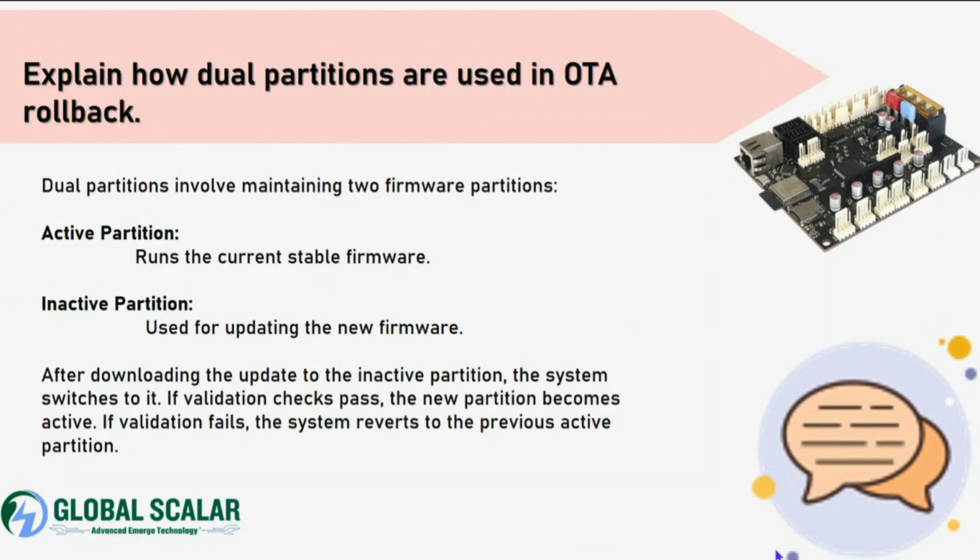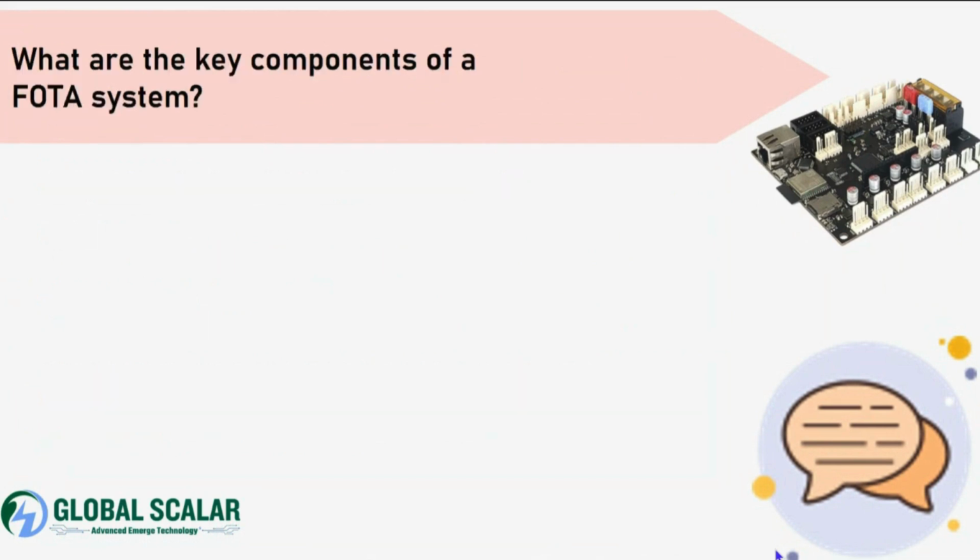Explain how dual partitions are used in OTA rollback. Dual partitions involve maintaining two firmware partitions. One is the active partition, which runs the current stable firmware. The inactive partition is used for updating the new firmware. After downloading the software to the inactive partition, the system switches to it. If the validation check passes, the new partition becomes active. If validation fails, the system reverts to the previous active partition.